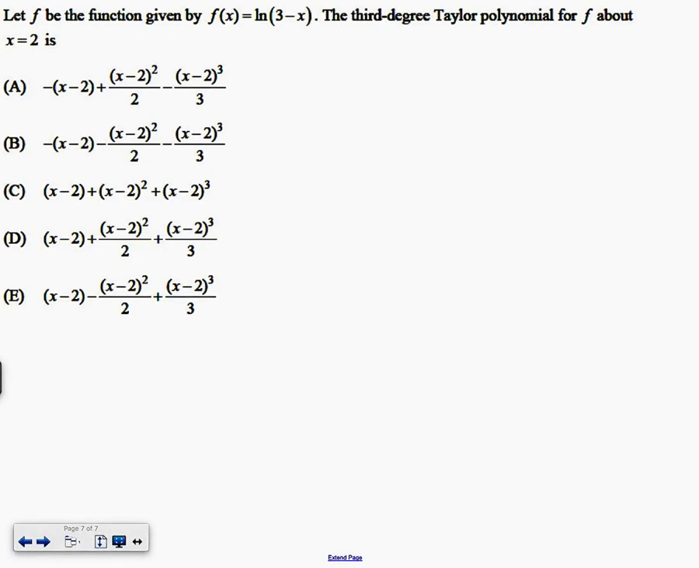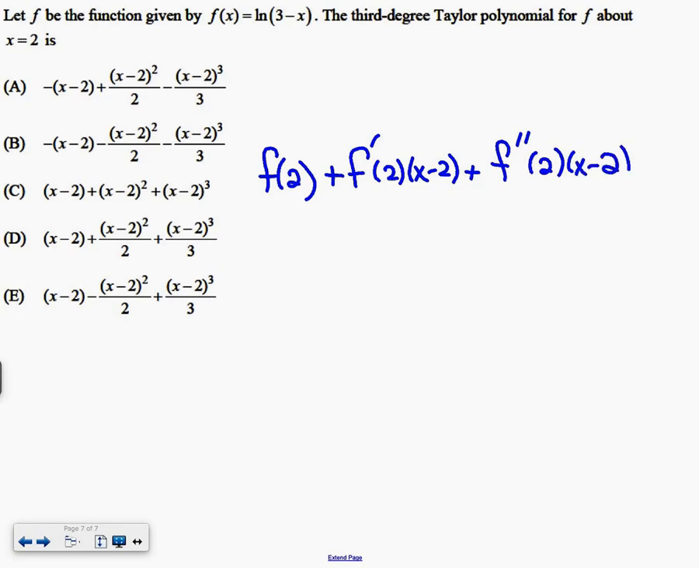So I'm going to start with f of 2, and it's x equals 2, plus f prime of 2 times x minus 2, plus f double prime of 2 times x minus 2 squared over 2 factorial, plus f triple prime of 2 times x minus 2 cubed over 3 factorial.